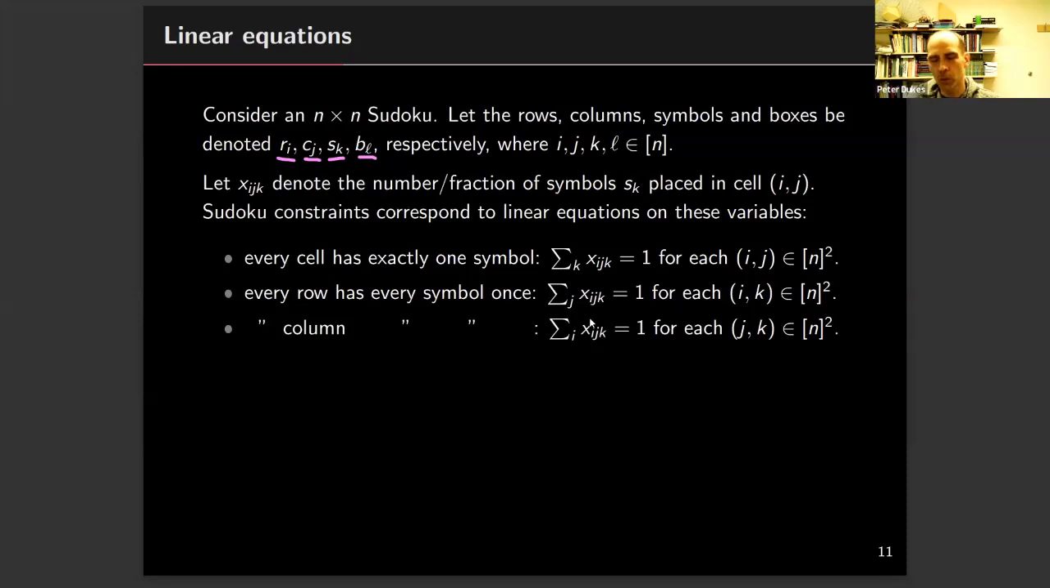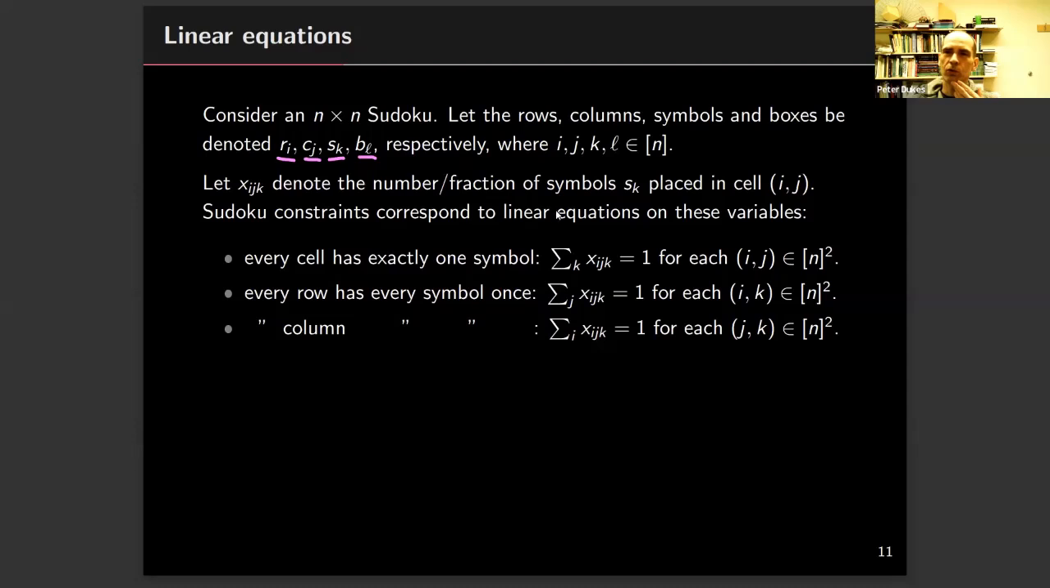The linear system of equations that's associated with Sudoku is pretty simple. We sort of have some Latin square type conditions here first. Just to help out, since this is a lot of text, let's say our rows are denoted R sub I, our columns are C sub J, symbols are S sub K, and boxes are B sub L. Maybe you can see my mouse, it might help to point to some things. Now Xijk, we can let that represent the number, or fraction if you like, of symbols Sk placed in cell Ij. That's row I, column J.